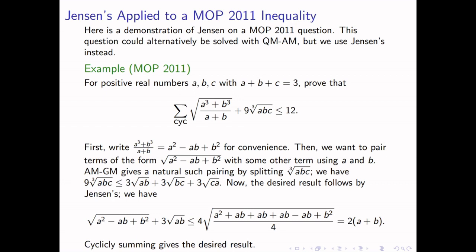For positive real numbers a, b, c with a plus b plus c equal to 3, prove that the cyclic sum of the square root of (a cubed plus b cubed) over (a plus b), plus 9 cube roots of abc, is less than or equal to 12.